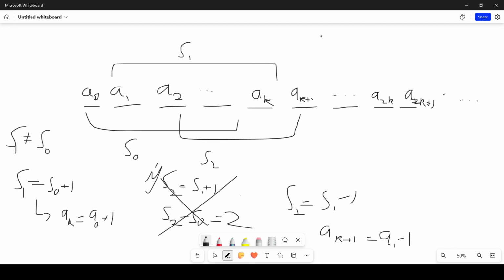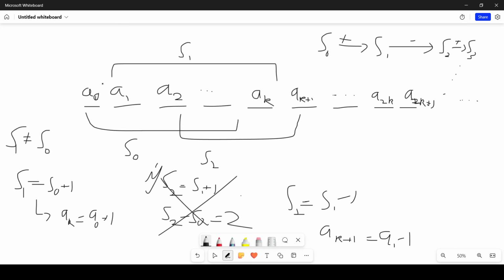This logic can be extended throughout. So what we'll get is S0 plus 1 is S1, minus 1 is S2, plus 1 is S3, and so on until whatever S. So it'll keep alternating, right? So a_k must be 1 plus a0, a_k+1 must be a1 minus 1, a_k+2 must be a2 plus 1, because again it keeps alternating, a_k+3 must be a3 minus 1, and so on.